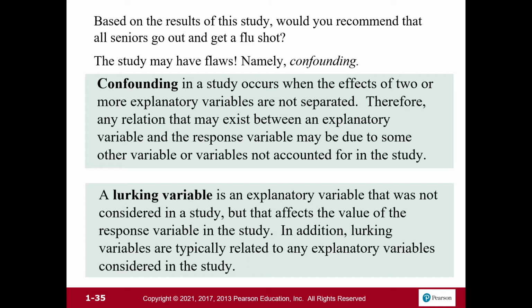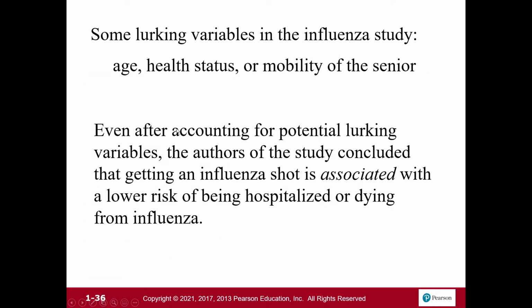A lurking variable is an explanatory variable that was not considered in the study, but that affects the value of the response variable in the study. In addition, lurking variables are typically related to any explanatory variables considered in the study. Some of the lurking variables could have been the age, the health status, or the mobility of the senior. Even after accounting for the potential lurking variables, the authors of the study concluded that getting a flu shot is associated with a lower risk of being hospitalized or dying from the flu.